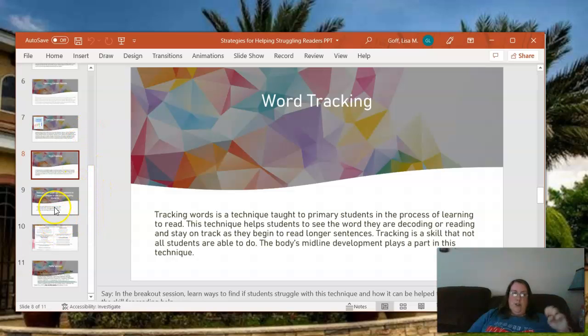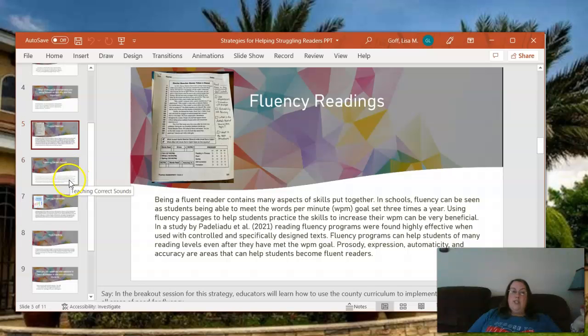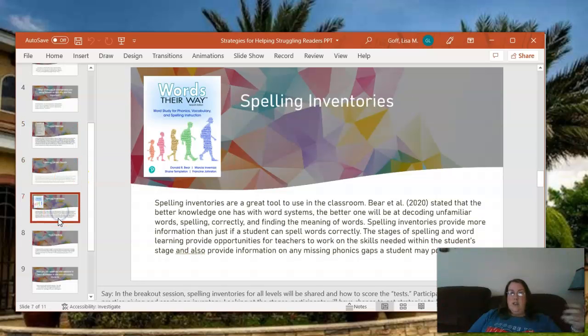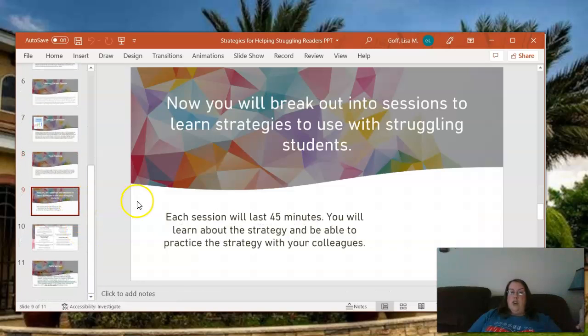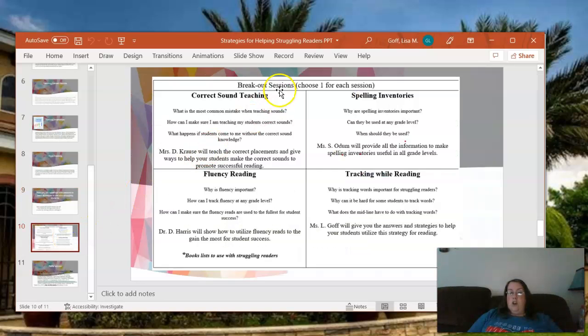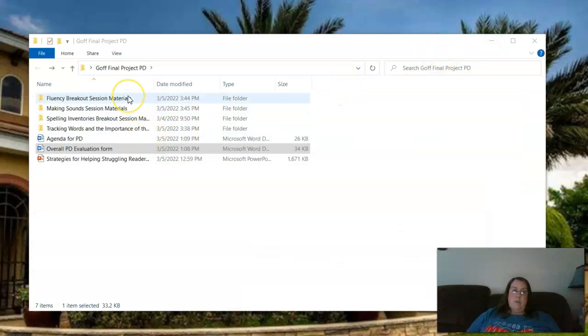So there are 4 of those, and I would go through what each part is. So we would have fluency reading, teaching correct sounds, spelling inventories, and word tracking. Then they would be able to use their agenda, or this would be up on top and they'd be able to pick out which one they want to start with. So then they would be able to start there, and inside each of those breakout sessions there are handouts and things that they would learn inside of it.